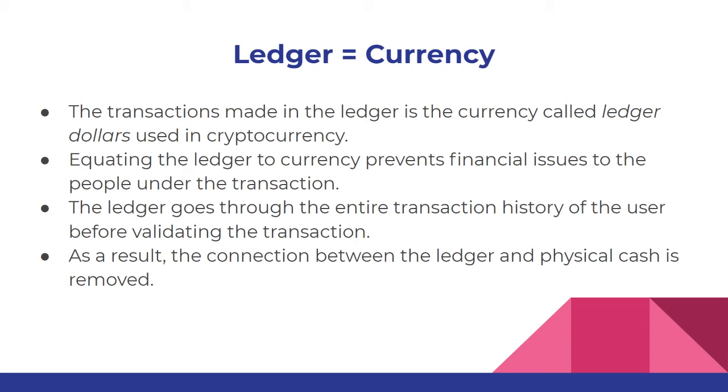This makes the handling of money more safe and secure because this system stops people with debt from making transactions that can cause financial issues to both them and the people they're trading money with. The ledger goes through the entire transaction history of the user before validating the transaction. And if the system notes that you have an inadequate amount of money, or more professionally, ledger dollars in the ledger, the trade is considered to be invalid. This removes the connection between the ledger and physical cash, which makes money exchanges easier, with people simply sending and receiving money to each other without having to convert to cash.